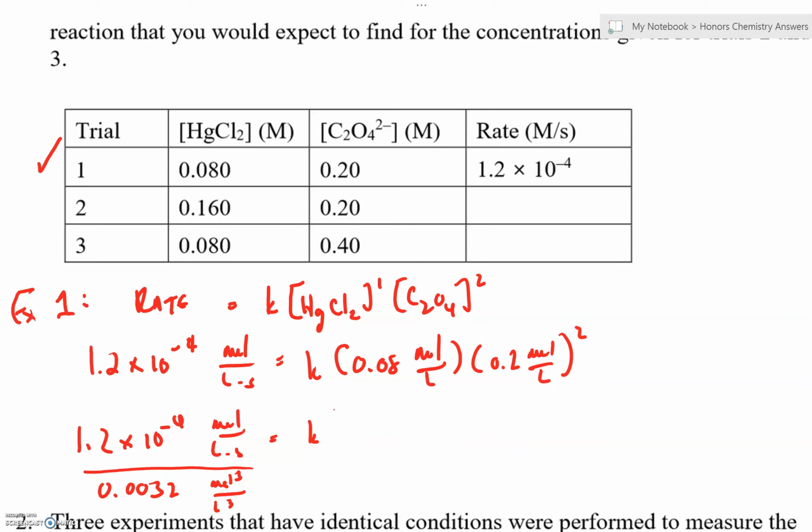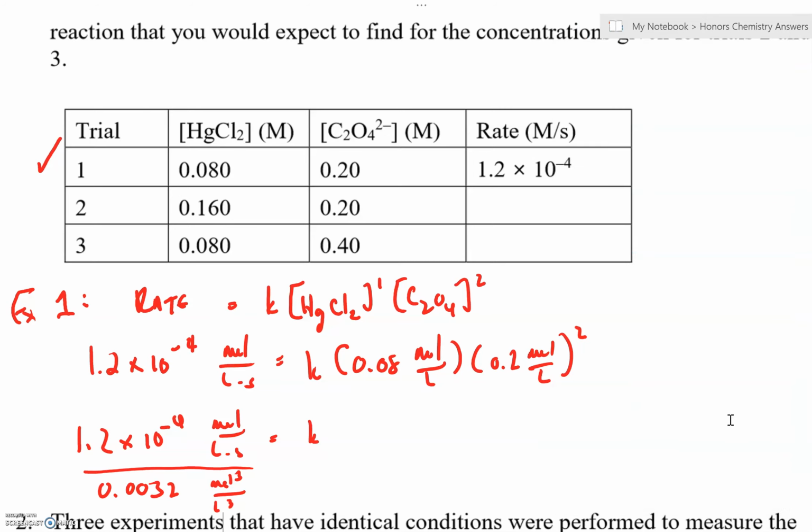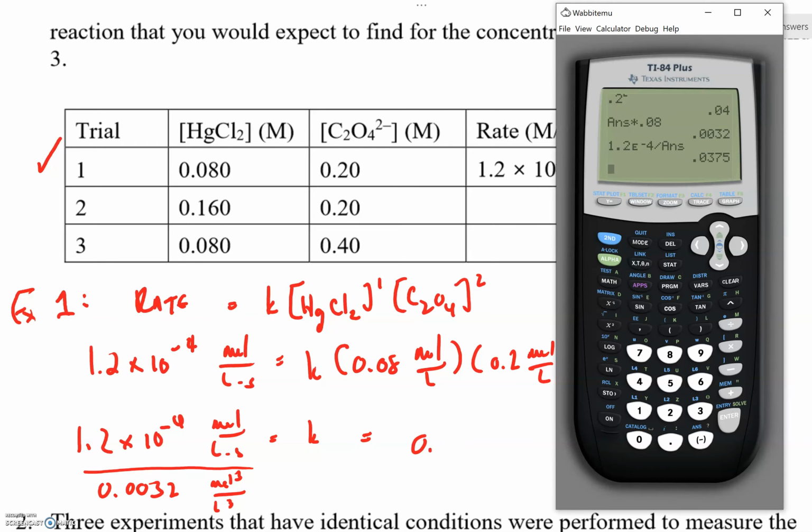All right? So let's take this. We're going to say 1.2 times 10 to the negative 4, and we're going to divide this by the answer from the previous problem. Stick it right in there, and we get 0.0375. So our answer, our value for K, is 0.0375.